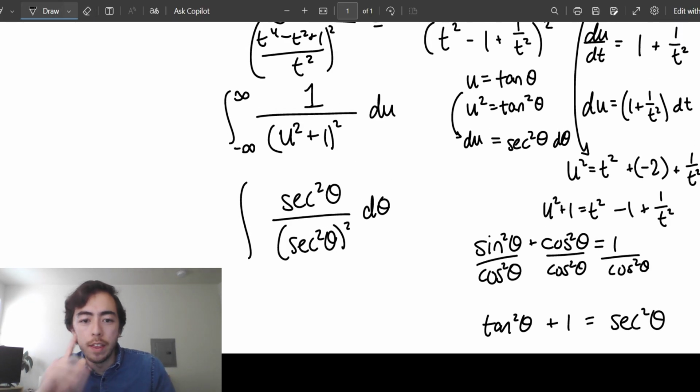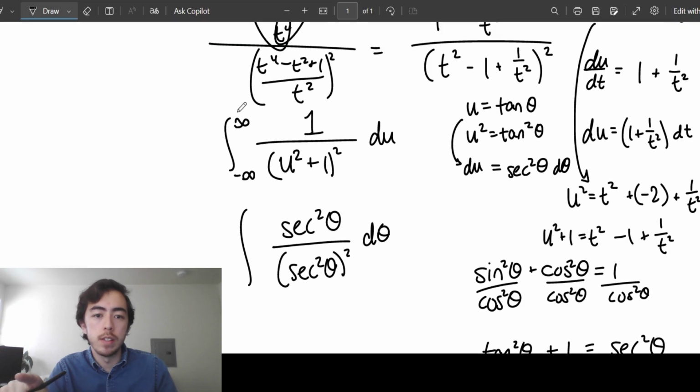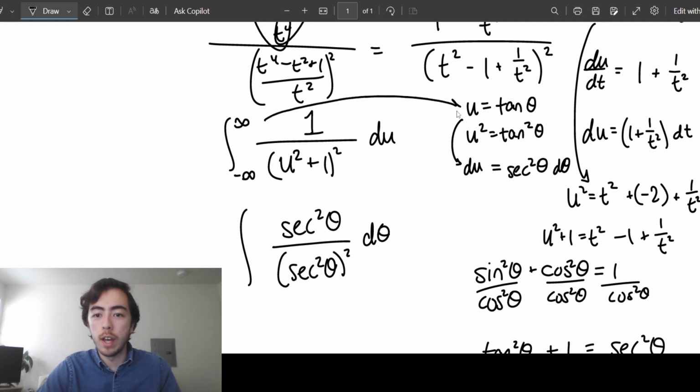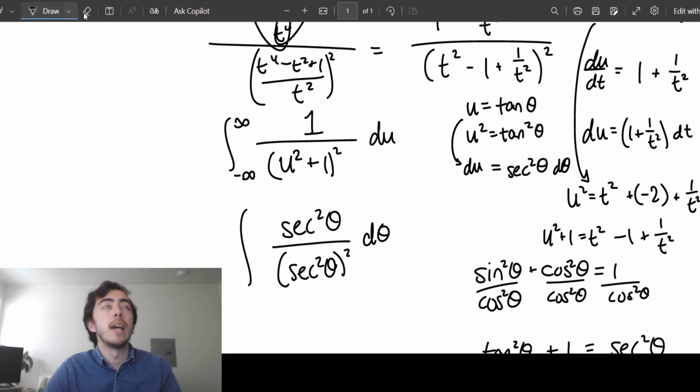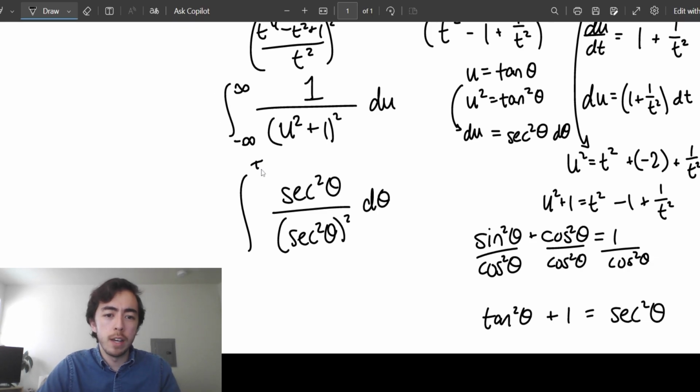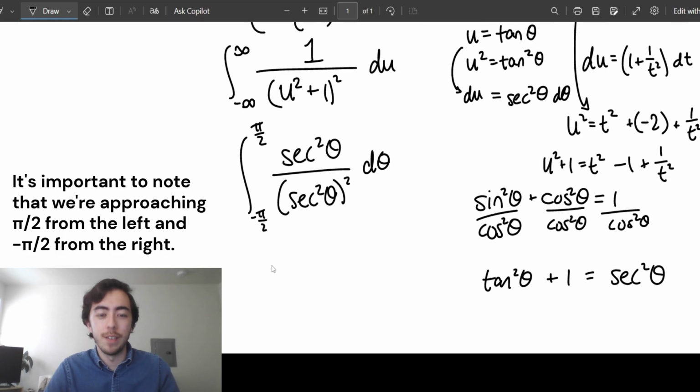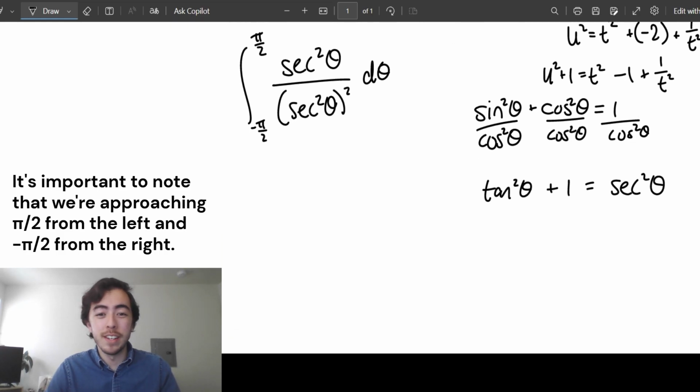And then, okay, I think I need new bounds though, because these are bounds in terms of u, whereas these need to be bounds in terms of theta. And so I would need to think, okay, what value of tangent would produce an infinity, and what value of tangent would produce a negative infinity? And I think the best numbers to pick here are going to be pi over 2 and negative pi over 2. Okay. And then we could simplify the integrand again.